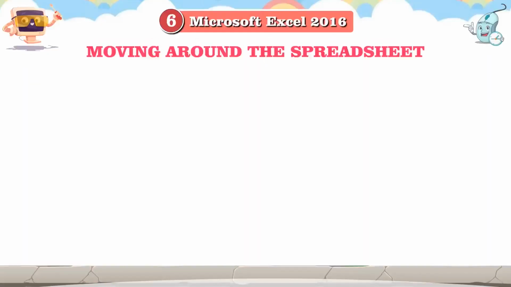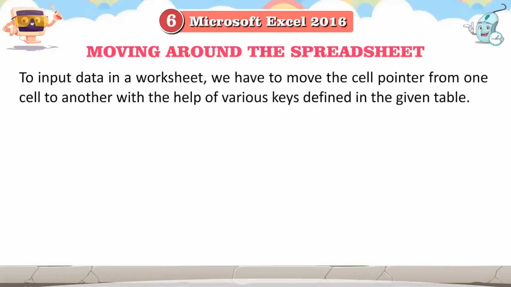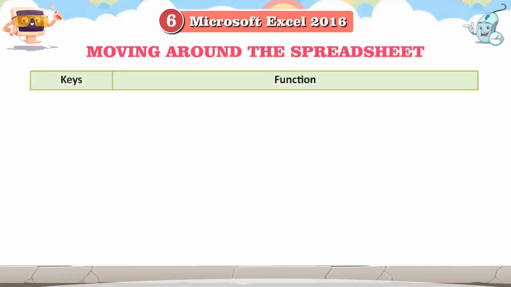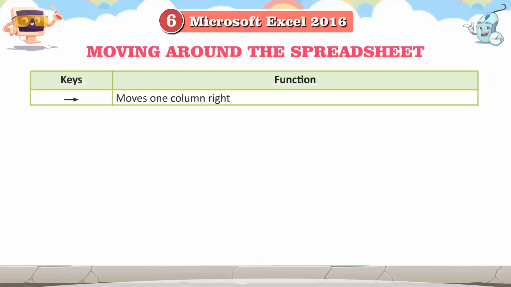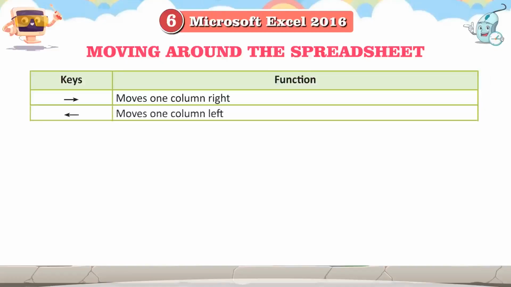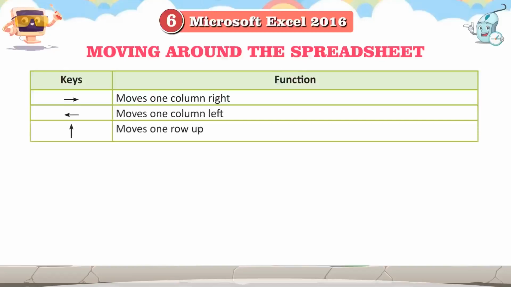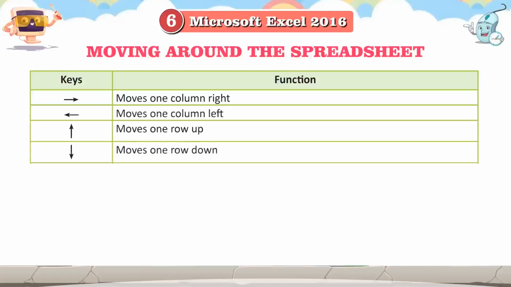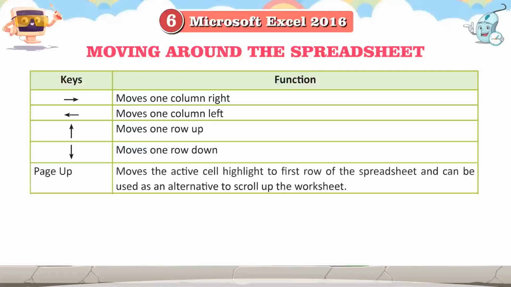Moving around the spreadsheet. To input data in a worksheet, we have to move the cell pointer from one cell to another with the help of various keys defined in the given table. Keys and function. Right arrow moves one column right. Left arrow moves one column left. Up arrow moves one row up. Down arrow moves one row down.